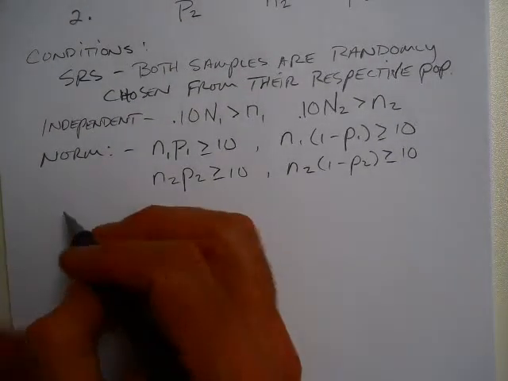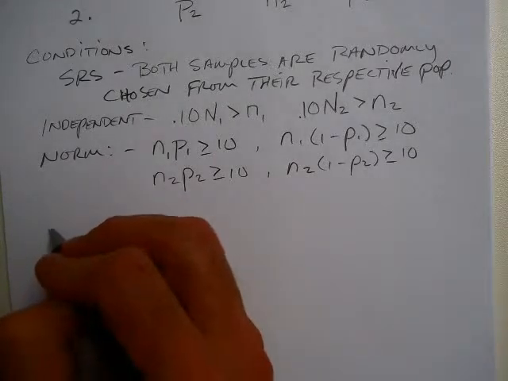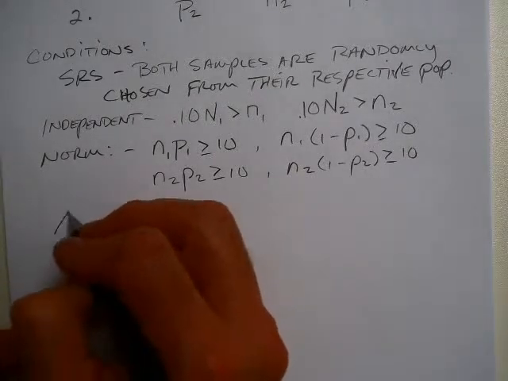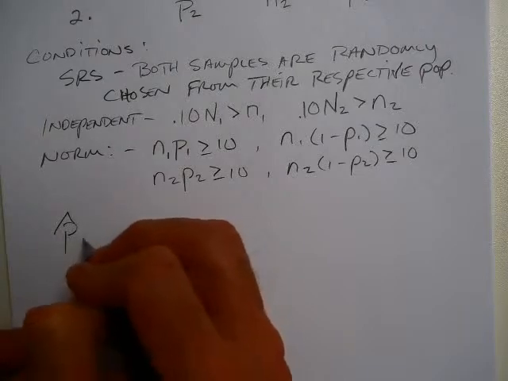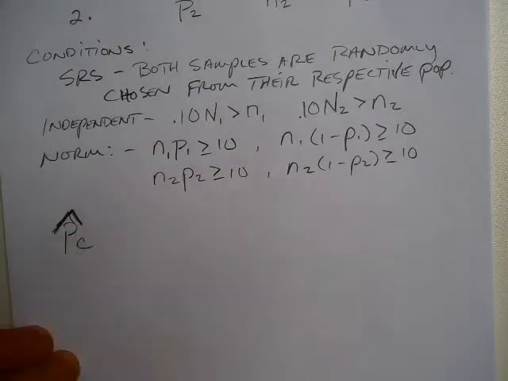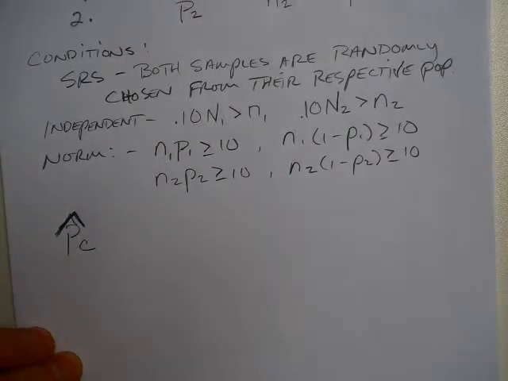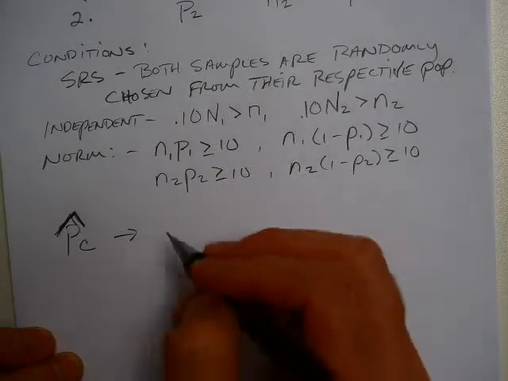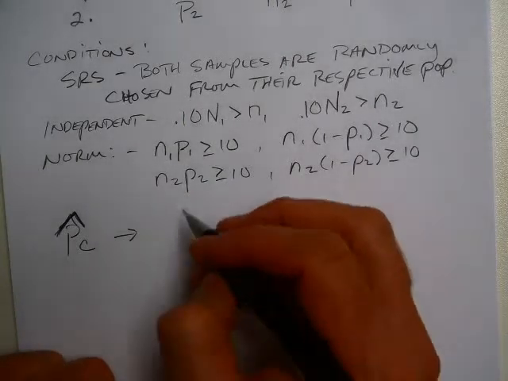Okay, so some calculation stuff. One of the things that you will be perhaps looking at is p hat C. That's a p hat, just a p hat. P hat C, and what this is, it's the combined sample proportion.